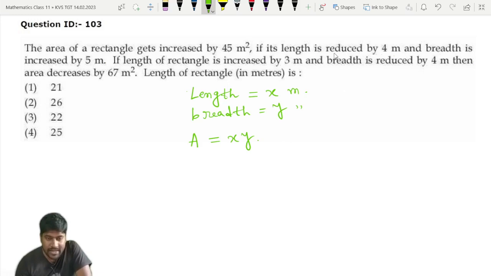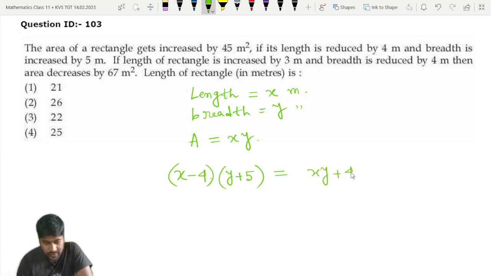Now what they are saying is, if length is reduced by 4 meter and breadth is increased by 5 meter, that means length is reduced by 4 meter, so x minus 4. Now it is the length, and breadth is increased by 5 meter, so y plus 5. Then what will happen? Area of the rectangle will be increased by 45 meter square. So the area will be increased by 45 meter square, that they are saying. From the first statement, we are getting this equation. We have formulated this equation.